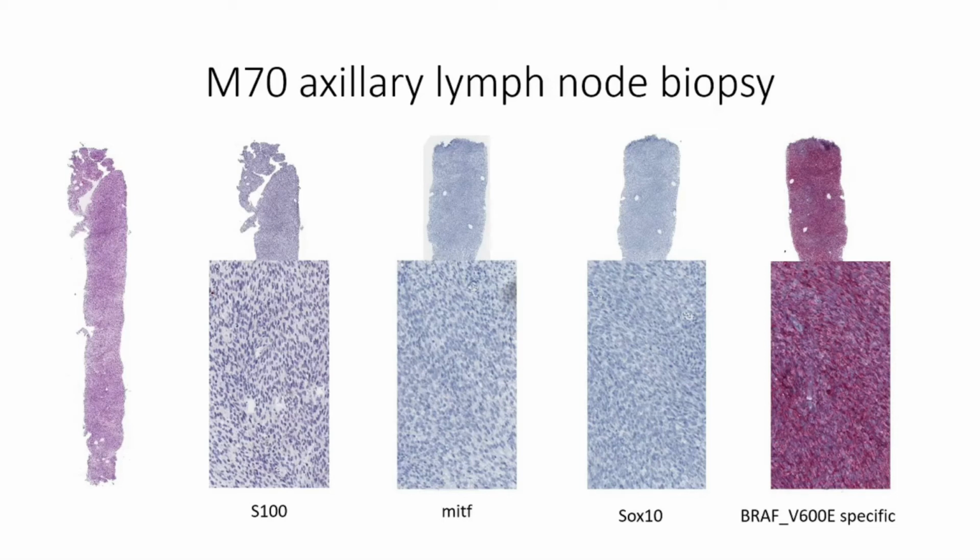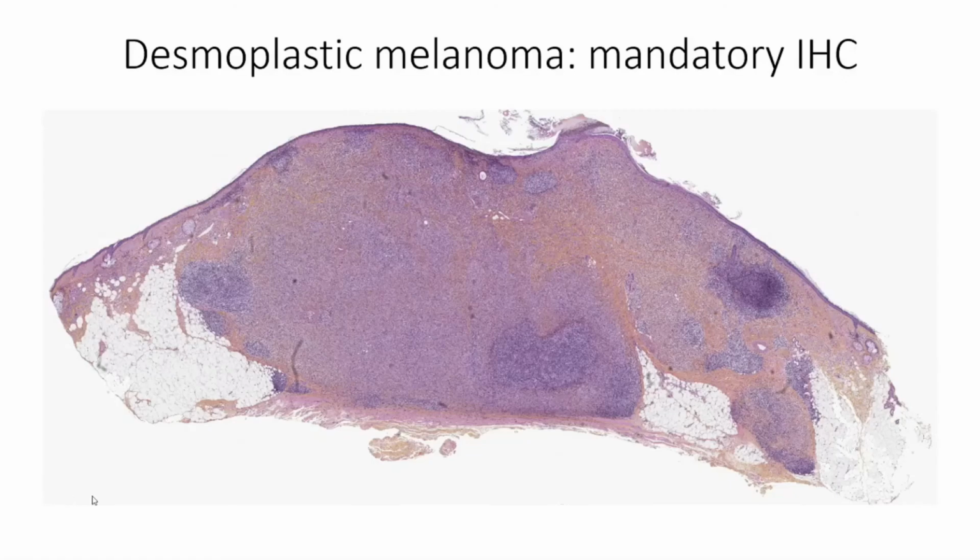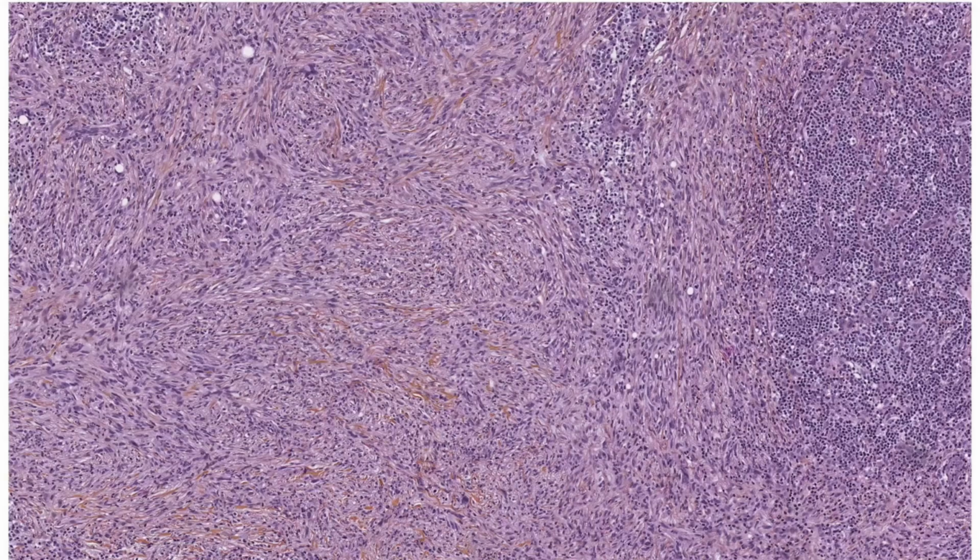As a rule of thumb, melanomas will never lose such strong drivers as BRAF or NRAS. Moving to the last chapter of this video, desmoplastic melanoma. Here is a typical case of a desmoplastic melanoma. In this setting, it is mandatory to perform IHC. There are many differential diagnoses. Here is a canonical presentation on high power view with the fibrotic background, spindled cytology, and lymphoid infiltrates.